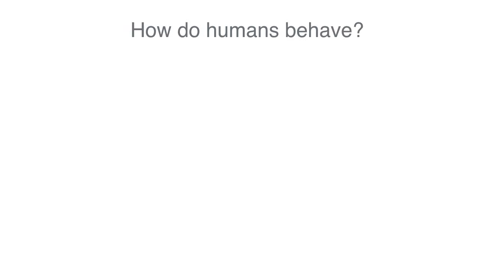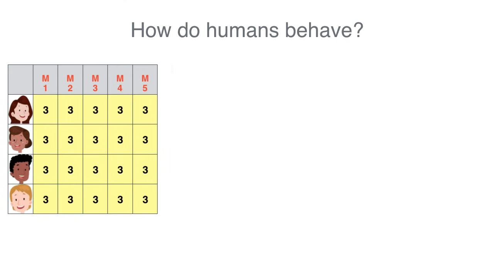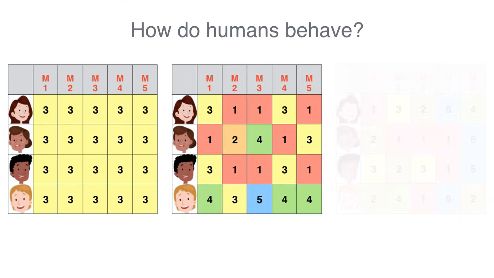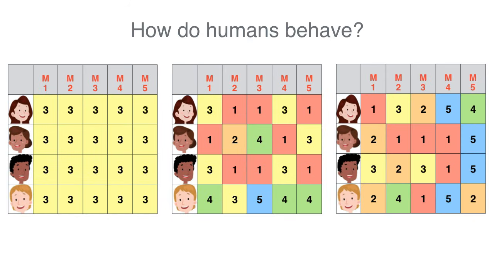And now I'm going to ask you a question, and I'd like you to ponder on this question, so feel free to pause the video. The question is, how do humans behave? So I'm going to show you 3 tables. There's table 1, table 2, and table 3. And let's think, which one do we think looks more like the real Netflix table?